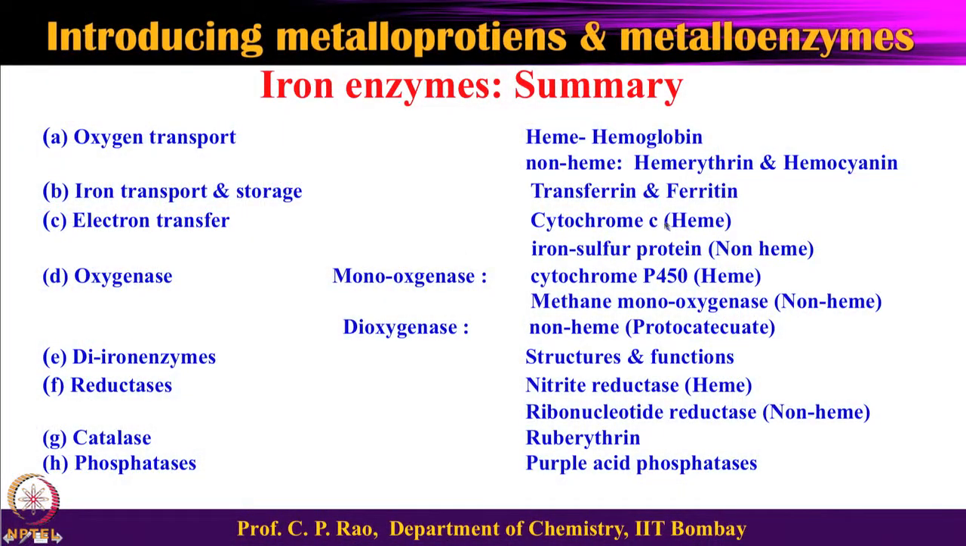Then I have gone to the electron transfer. There are two types of electron transfer. One is on the heme based cytochrome C. I have fully explained the cytochrome classes, then cytochrome C and how it functions. All these things have been explained.